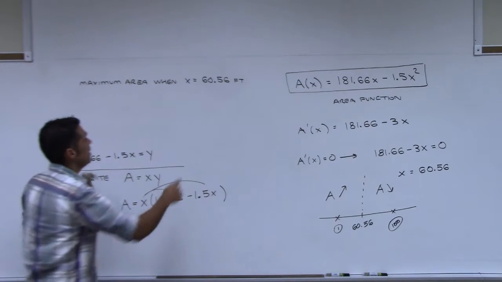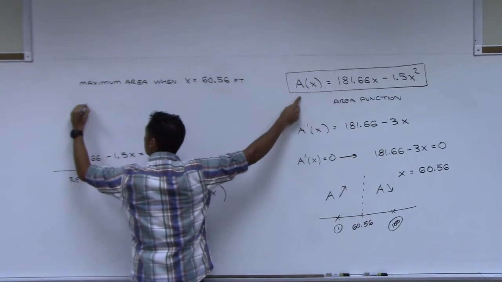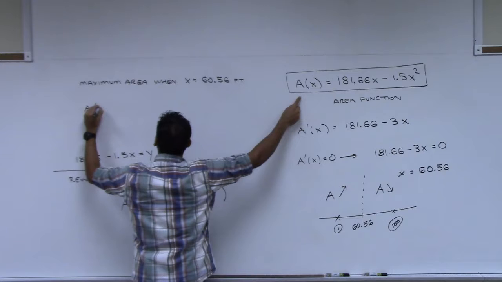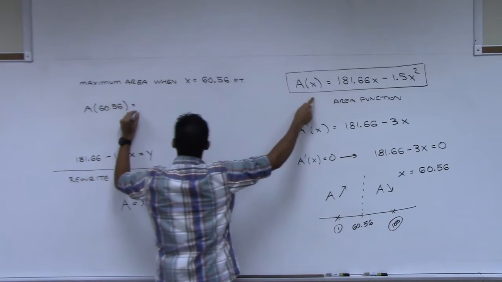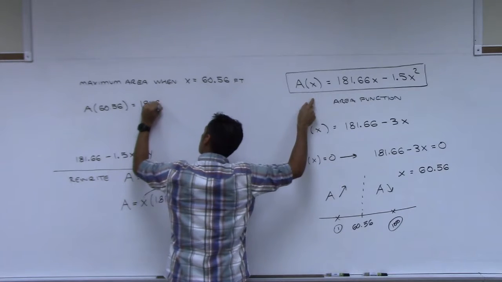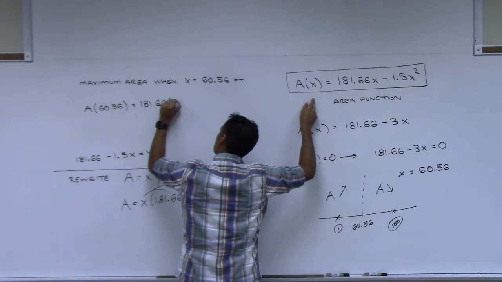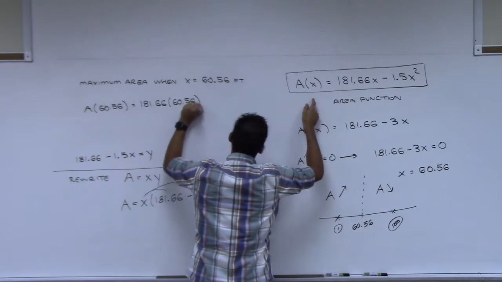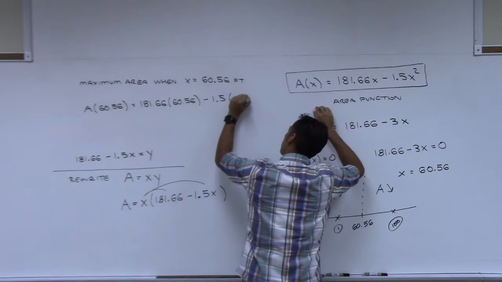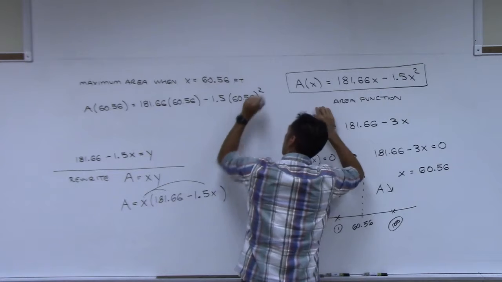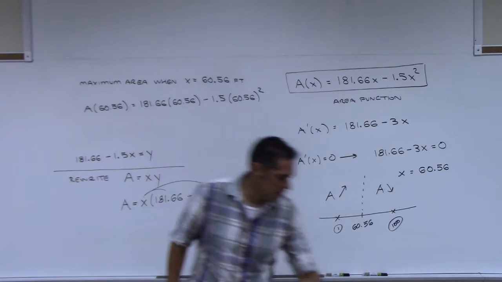So let's go ahead and take this. Let's plug in 60.56. That means I'm going to do 181.66 times 60.56 minus 1.5 times 60.56 squared. So you've got to do that on your calculator.